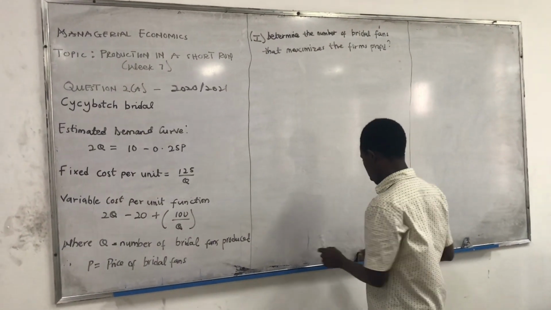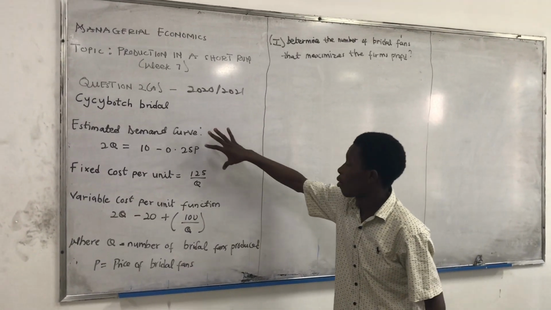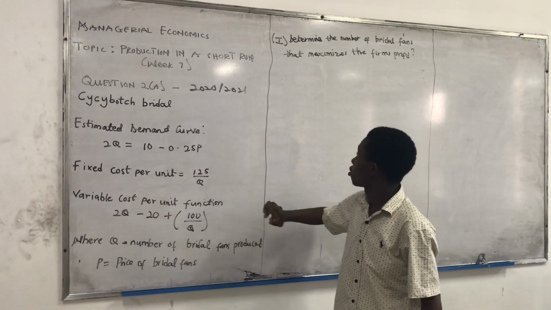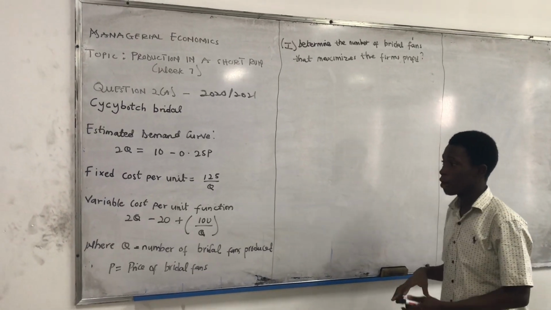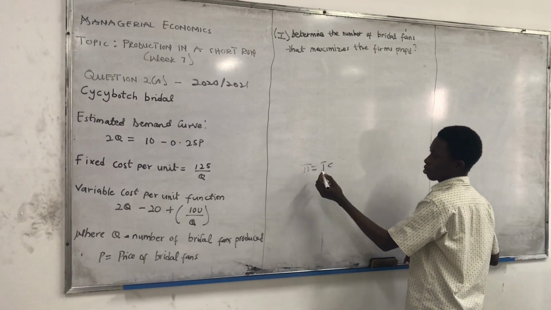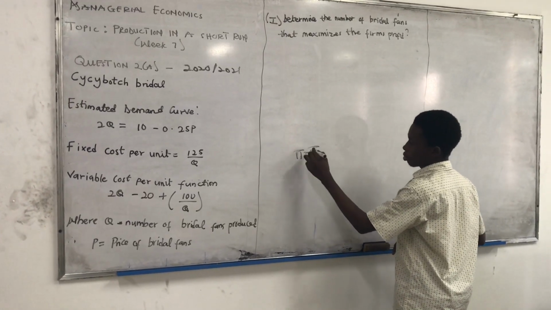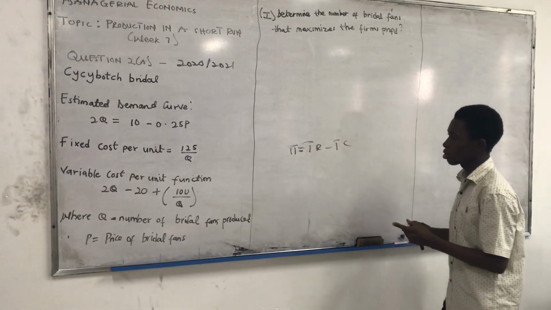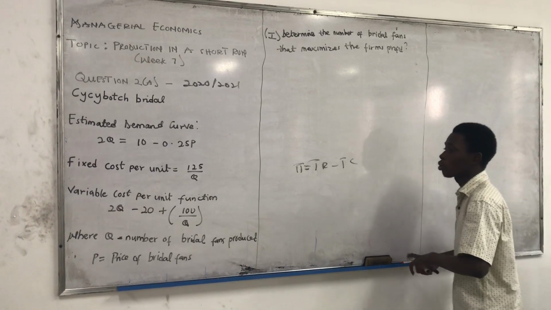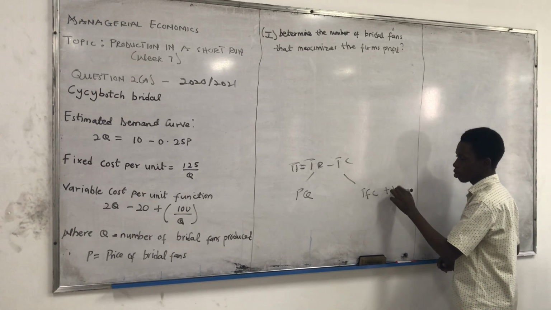Okay, so this is the first question. Determine the number of breeder farms that maximizes the firm's profit. Let's come to our question. We have the estimated demand curve, the fixed cost per unit, and the variable cost per unit. We know that when you are being asked to find profit, we use what? Profit is total revenue minus total cost. So we are supposed to find our total revenue and our total cost. Total revenue is price times quantity. Total cost is total fixed cost plus total variable cost.